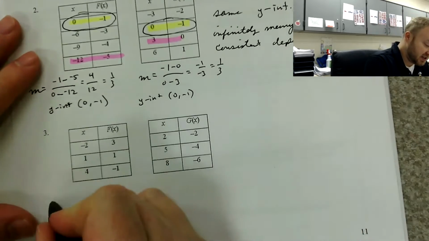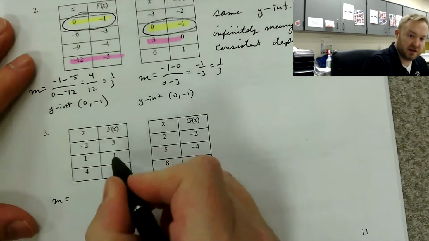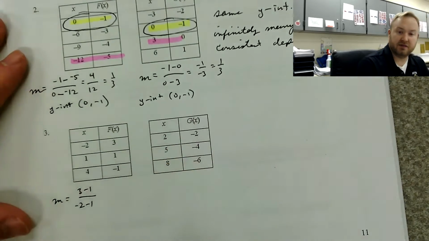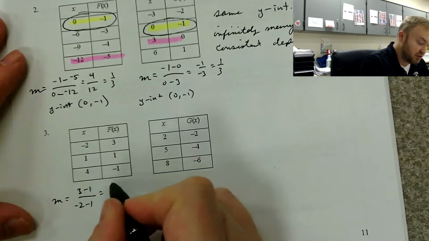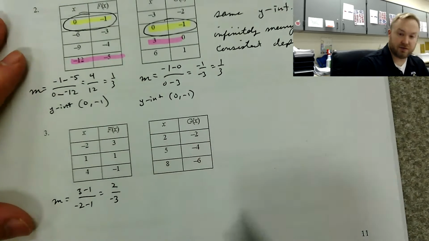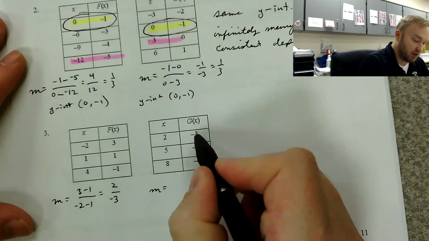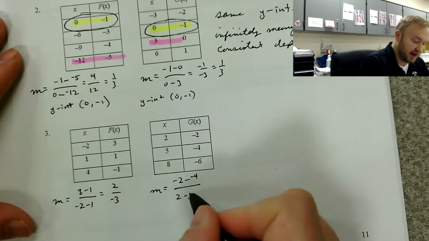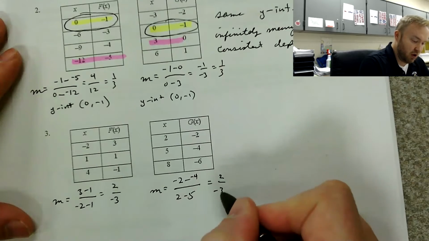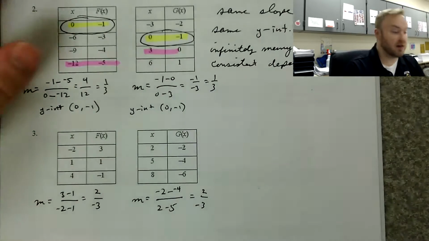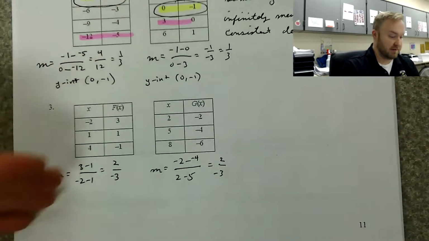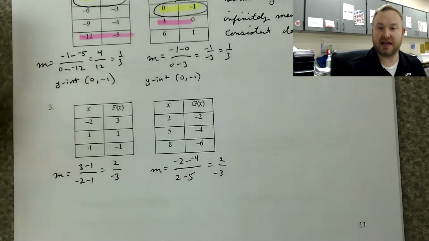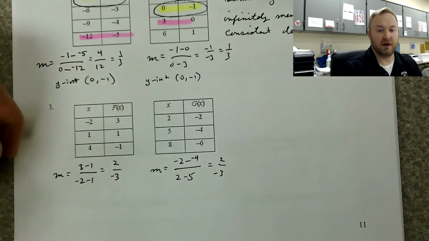Last one, find the slope. I'm just going to use the first 2 points. Subtract the y's, 3 minus 1. Subtract the x's, -2 minus 1. That's 2 over -3. Okay, the other one, slope, -2 minus -4 over 2 minus 5. That is 2 over -3. Same slopes. What's the y-intercept? I don't know what the y-intercept is. I can't even see it in the table. Uh-oh, what are we going to do?